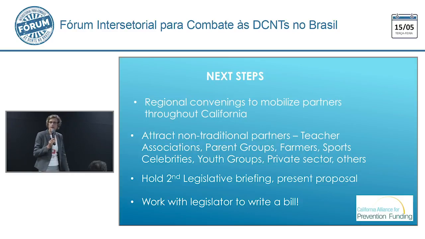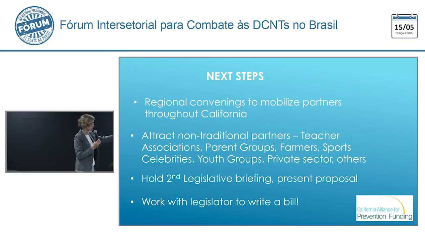We need to attract non-traditional partners, and that's what you really need to make a movement to do something as big as passing a new tax in California. So some examples are teachers, parents, farmers, because the agricultural industry is huge in California, and if farmers have more of an opportunity to sell their crops locally, we'd like to bring them on board. Sports celebrities, youth groups, private sector, and others.